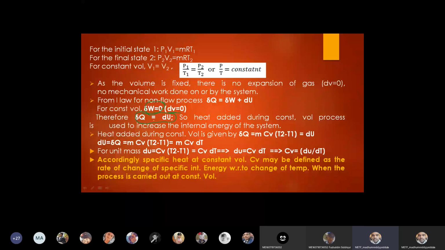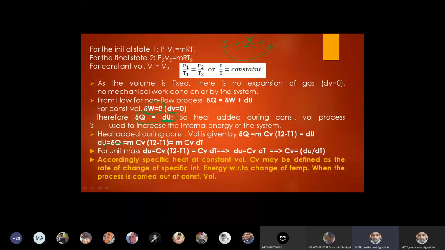What does it mean? The heat added during constant volume process is used to increase the internal energy of the system. Usually the heat added will be used for the work done. In the absence of work done, the heat supplied is used to increase the internal energy of the system. Therefore, dU is equals to dou Q, that is equals to m Cv into dT.